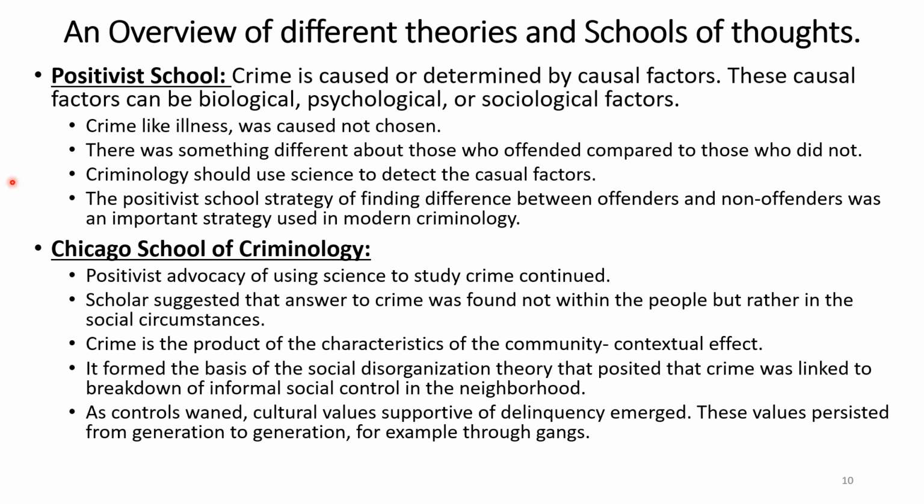The Chicago School of Criminology was an outcome of the advances made by the positivist school in their efforts to use science to study crime. The theorists associated with the Chicago School argued that the causal factors of crime were not found in the people, but rather in the social circumstances. Crime was a product of the characteristics of the community that they lived in.